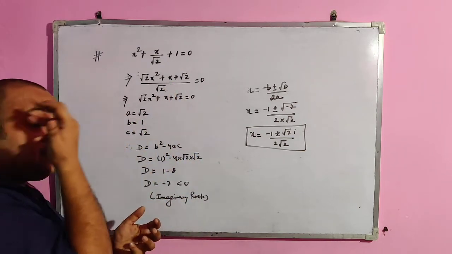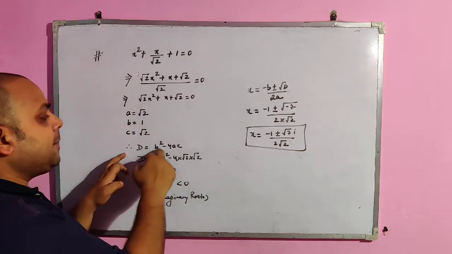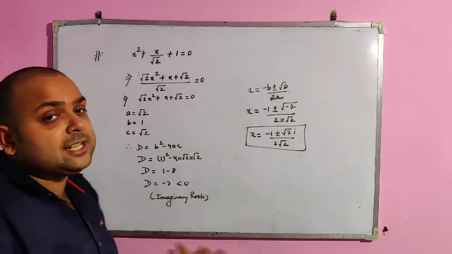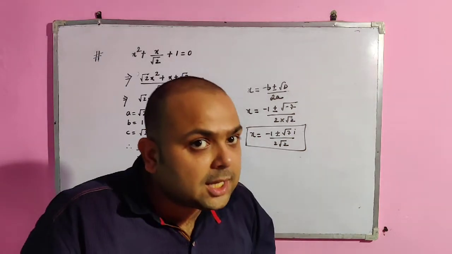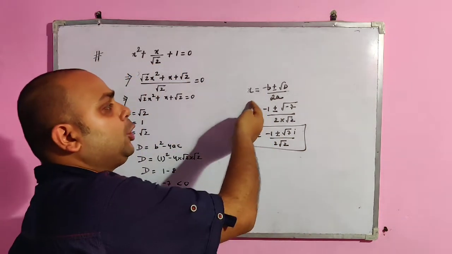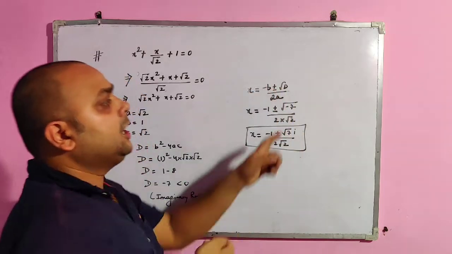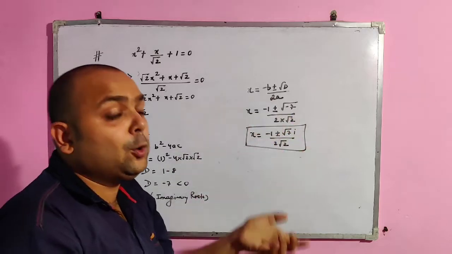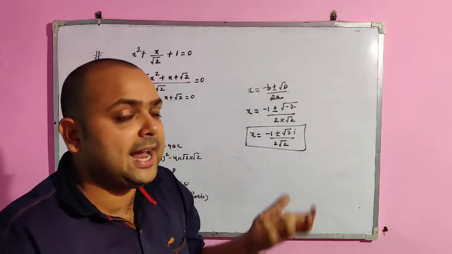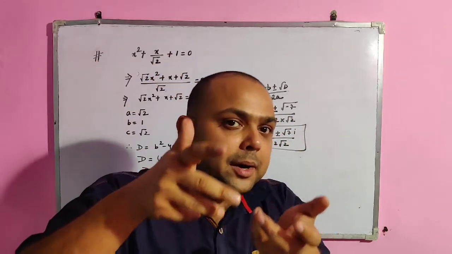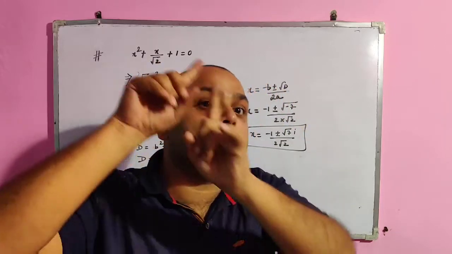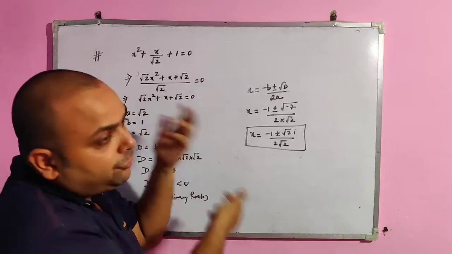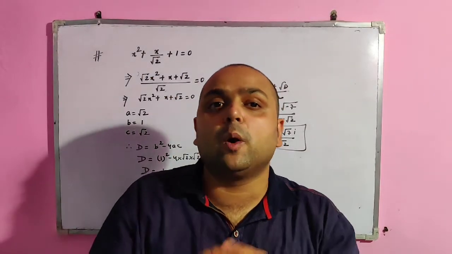Now applying the formula for the discriminant, d equal to b square minus 4ac, and substituting the values, we get d equal to minus 7, which is less than 0. So the roots will be imaginary. Applying again the quadratic formula, x equal to minus b plus minus root d upon 2a. Substituting the values, we have root minus 7, which can be written as root 7 iota. So the simple thing here is that whenever you have a root of a negative number, just keep the number as it is and put i outside, so that it becomes imaginary. In this way we can solve problems related to quadratic equations.